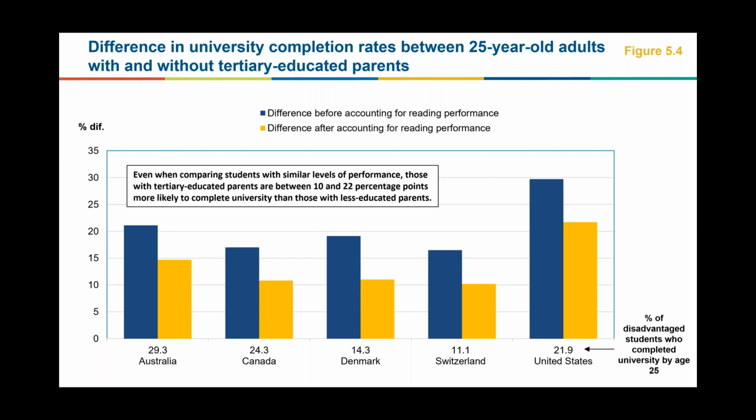Even after controlling for reading performance at age 15, you can see actually that parental education really matters. Look at the United States. Even after you control for the learning outcomes at age 15, at age 25, you can see that there is a gap of over 20 [points] between students with better education and others. That's something really important to keep in mind.